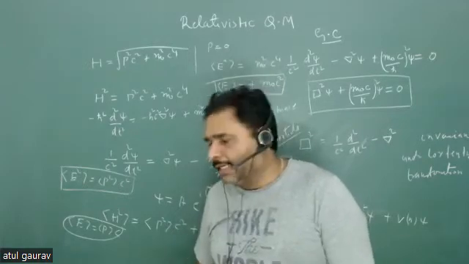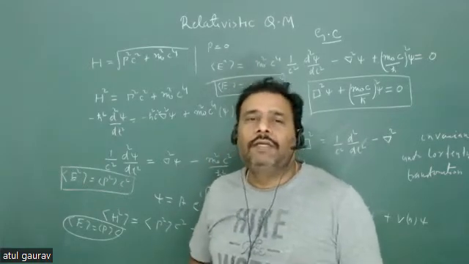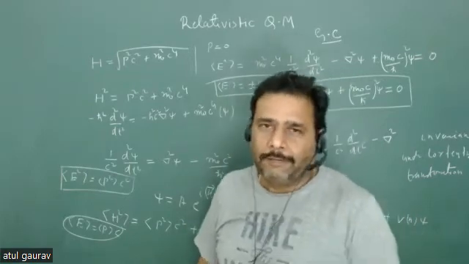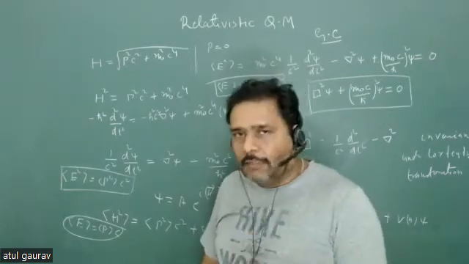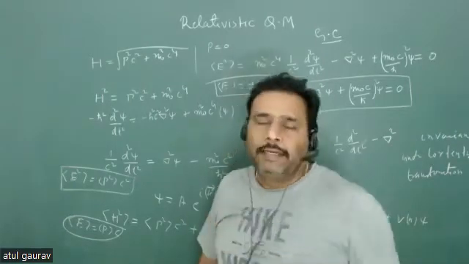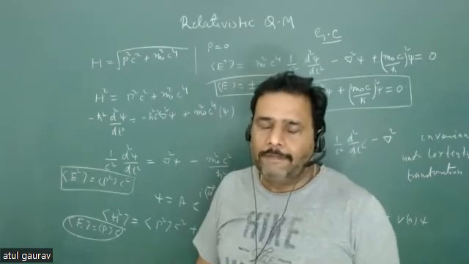For example, electron and hole. This is one of the very nice combinations of particle and antiparticle, isn't it? Where we can assume that the mass of a hole is nothing but what? Negative mass, isn't it?